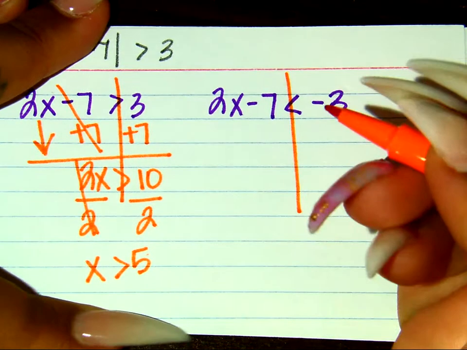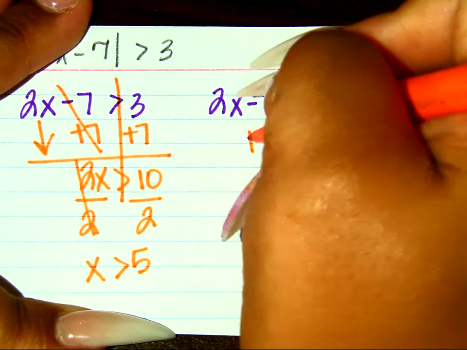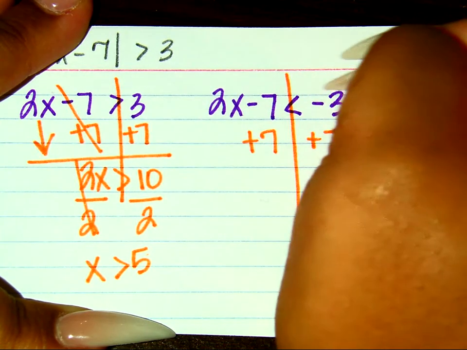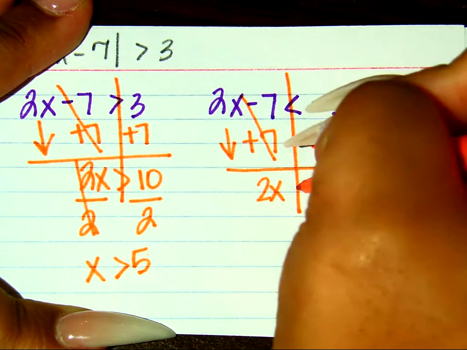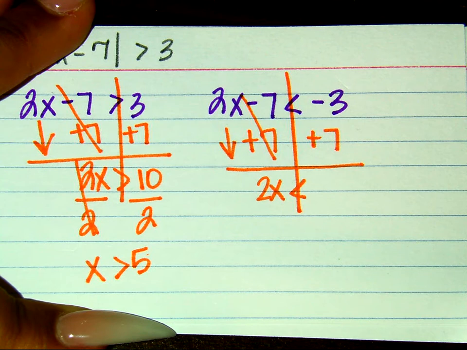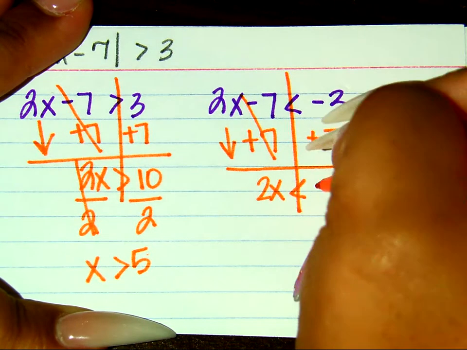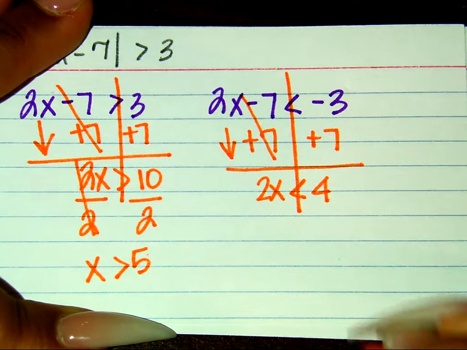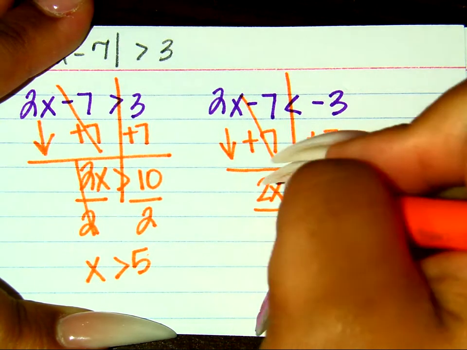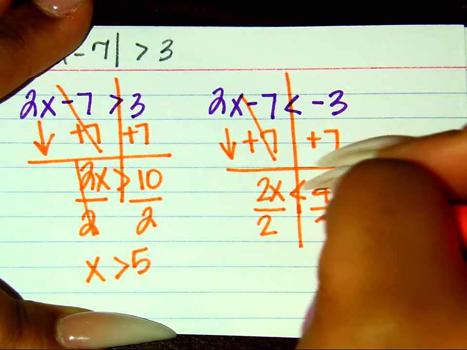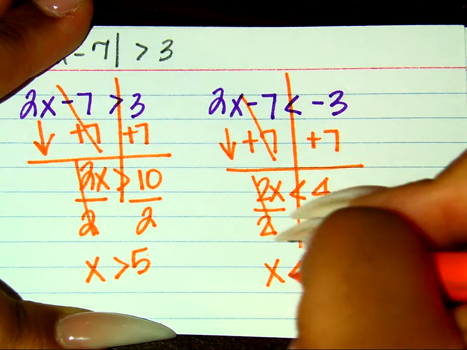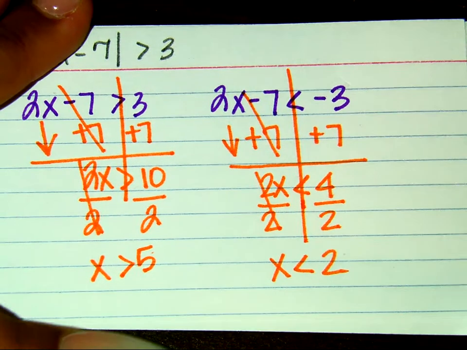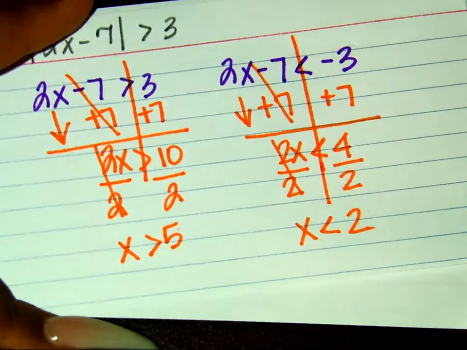Alright, and for the second case, we're going to do the same process by adding 7 on both sides. I'm going to drop down my 2x, my inequality symbol, and negative 3 plus 7 is 4. And we're still trying to get x by itself, so we're going to divide by 2 on both sides. 4 divided by 2 is 2, so x is less than 2.